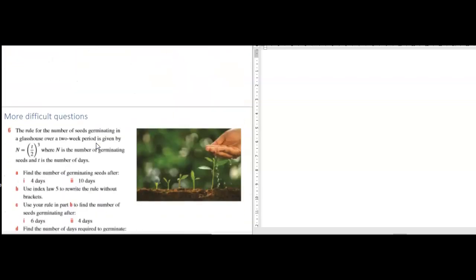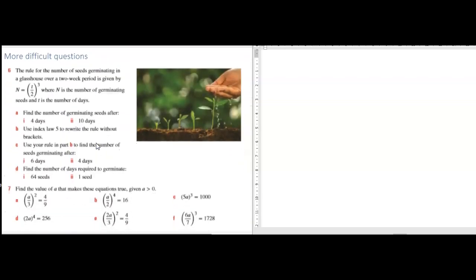Okay, so let's have a look at question 6. The rule for the number of seeds germinating in a glasshouse over a 2-week period is given by n equals (t over 2) to the power of 3, where n is the number of germinating seeds and t is the number of days. So question A, find the number of germinating seeds after 4 days and 10 days. So we're just substituting in for t.